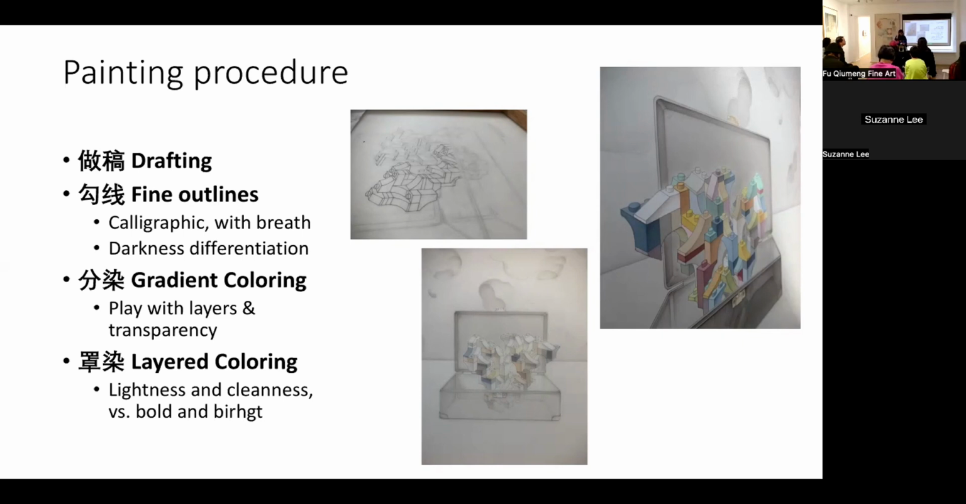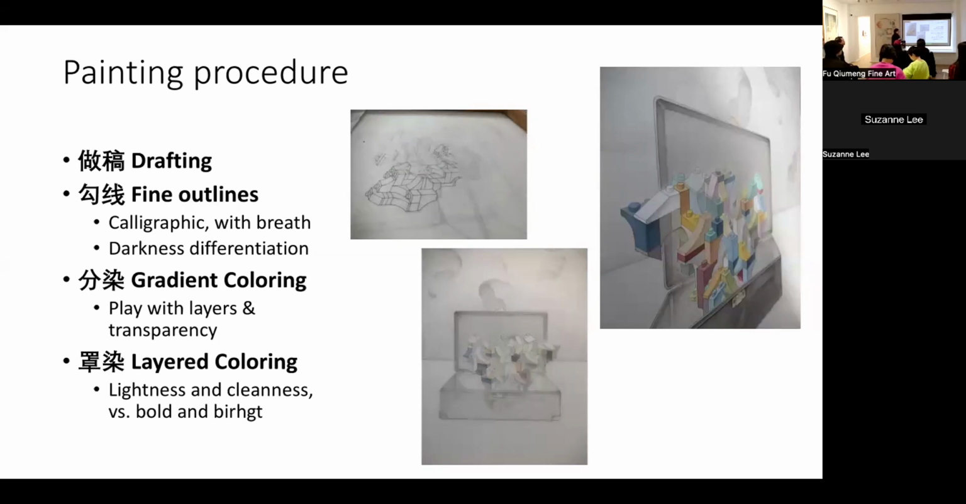This is the short form of the painting procedure. When we do it, we do gradient coloring and layered coloring dozens of times, several layers of gradient coloring, and then some layered coloring. And sometimes to make the painting clean, I also wash it to clear out the color that is not absorbed by the silk, and then do another several layers of gradient coloring and layered coloring.